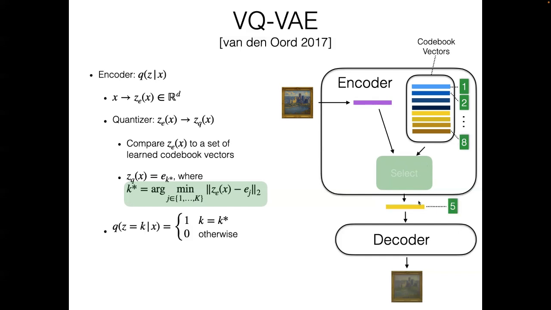So for instance, here, let's say that the model outputs this yellow one, then we've represented this as the number 5. Now, of course, you want to output more than one number for an entire image, but this is just showing you the concept of doing this lookup. So you can think of this as a kind of degenerate probabilistic encoder that is putting all of its mass, for this given input X, on the selection that was made.